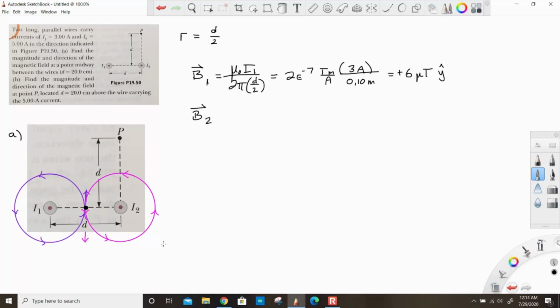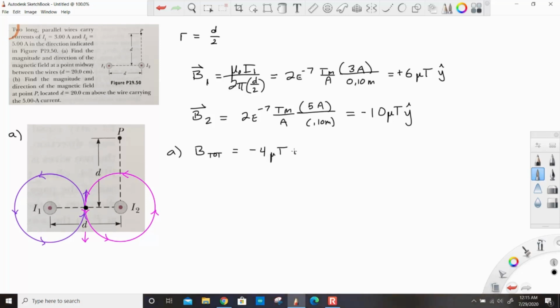For the B field due to wire 2, same process. We'll get 2e negative 7, just because of the mu naught canceling the 2 pi here. We get 5 amps of current, I think. Yes, 5 amps. Same distance. And that gives us 10 microtesla, but that's in the negative y hat direction. So the total for part A is simply the sum of these two, or negative 4 microtesla in the y hat direction.